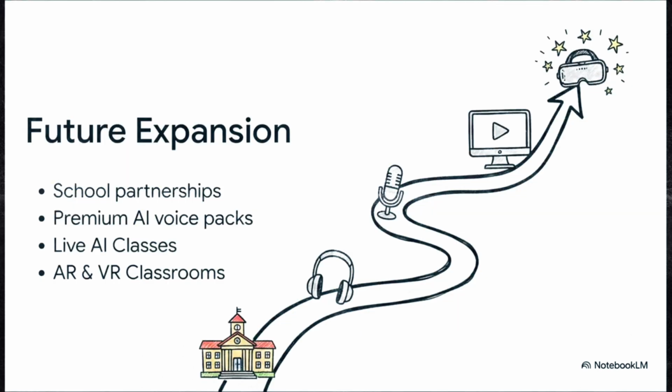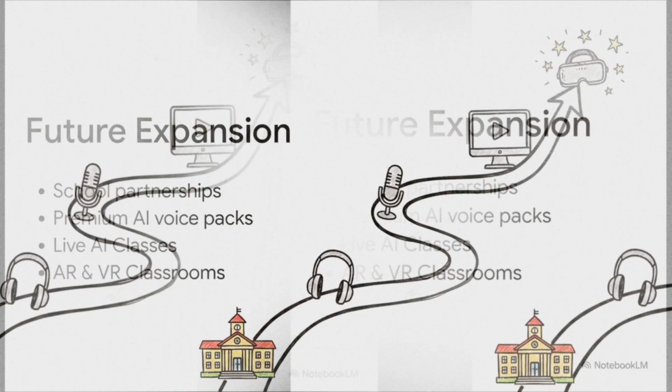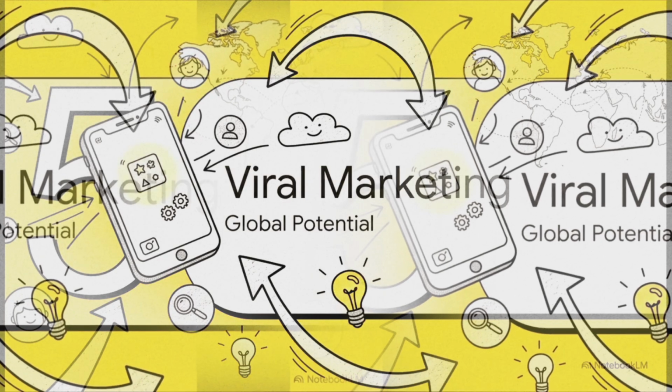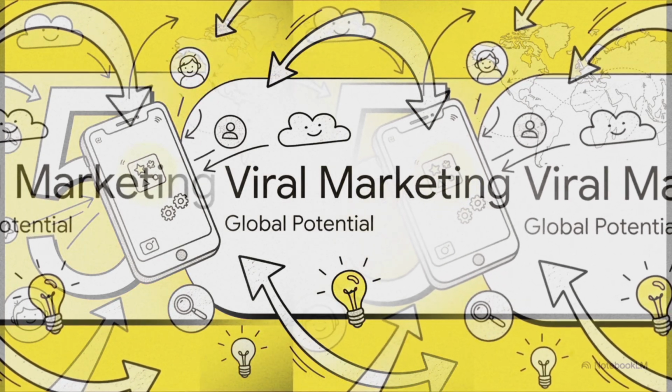And you know what? The scaling potential absolutely does not stop there. Once you've got that initial user base locked in, the roadmap expands aggressively into the broader ed tech space. Think about direct partnerships with schools, or selling specialized premium AI voice packs and extra learning kits as microtransactions. We're even talking about launching live AI classes and eventually bringing all of this into augmented and virtual reality classrooms. The ceiling on this business model? It's sky high. Which brings us to our final section, part 5, viral marketing and potential.